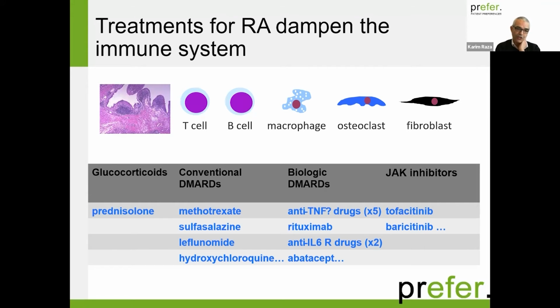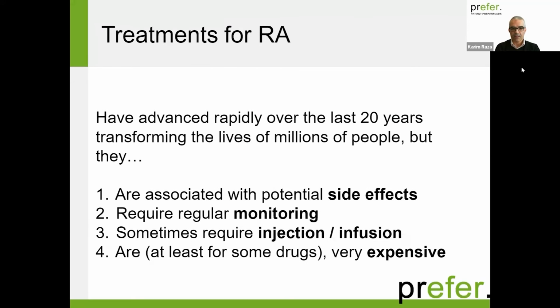Steroids, glucocorticoids on the left are cheap, quite widely used, but have quite a lot of side effects. Conventional disease-modifying drugs like methotrexate are also quite widely used. As we move to the right, we start encountering drugs which are even more effective, but actually very expensive. And the drugs in that last column, the JAK inhibitors, are a class of drug which you'll hear about a bit more in Karin's talk. Next slide.